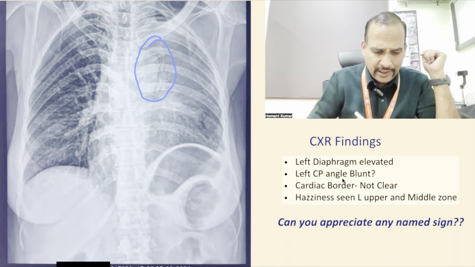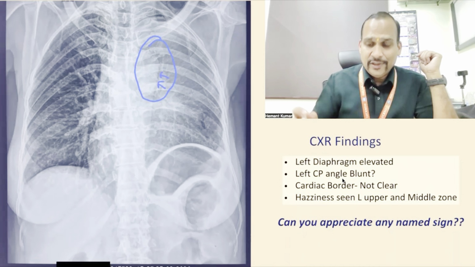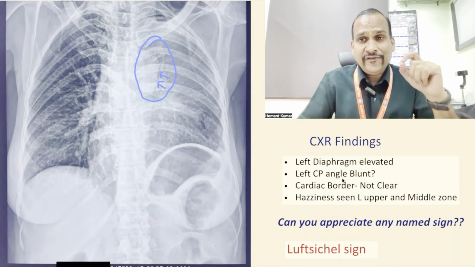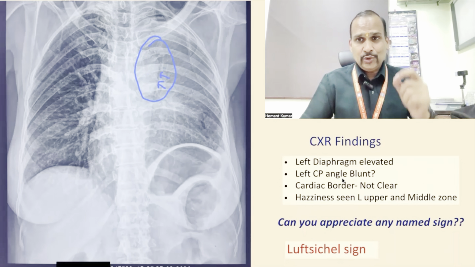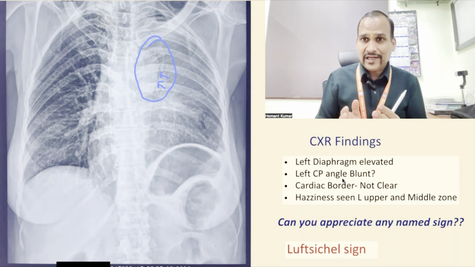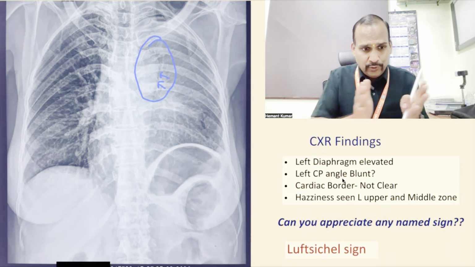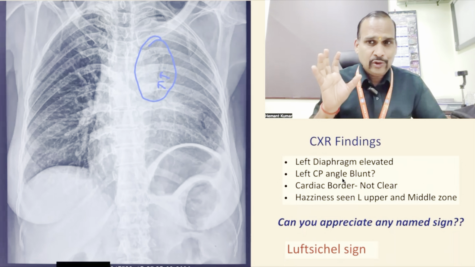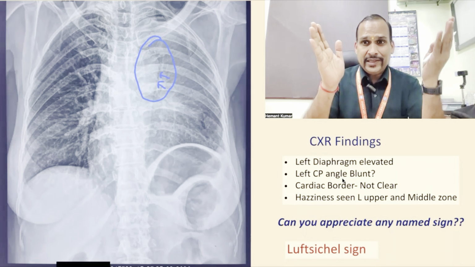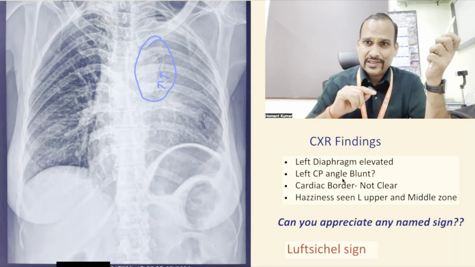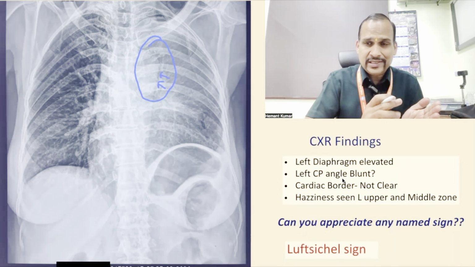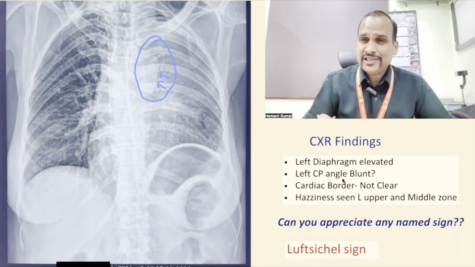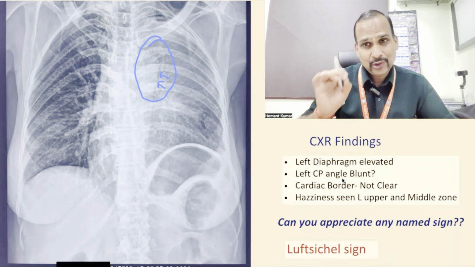So you can appreciate there is hyperlucency. This is the Luftsichel sign. Luftsichel sign is present in left upper lobe collapse. It is due to when the left upper lobe is collapsing, it shifts to the anterior side. So the lower lobe, especially the superior segment of the lower lobe, goes to the empty space and causes hyperlucency. So you will appreciate hyperlucency just near the arch of aorta. This is the Luftsichel sign, a characteristic sign of left upper lobe collapse.